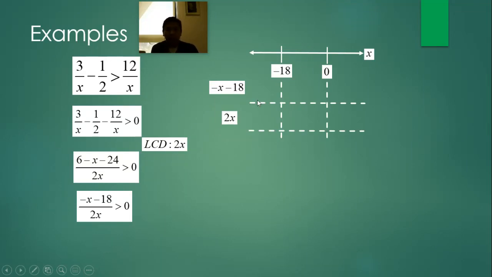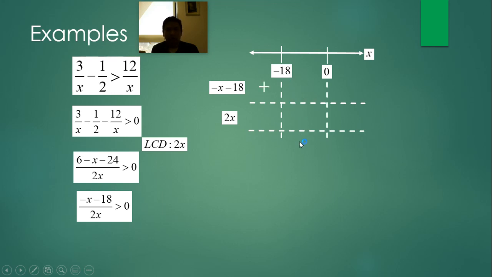So continuing, negative 18 makes negative x minus 18 zero, and zero makes 2x zero. So what we just need to do is consider x values less than negative 18, and see how negative x minus 18 and 2x behave. Does it become a positive or a negative number? The same with this set of x values here. What does it do to these two factors, and also the set of these x values? Will it make this and this positive or negative?